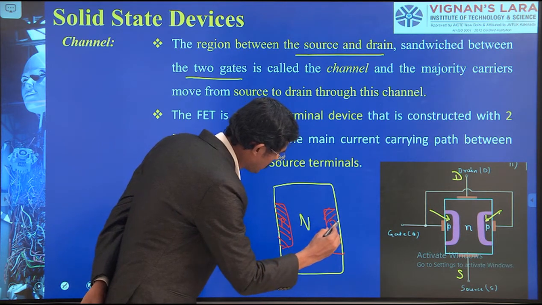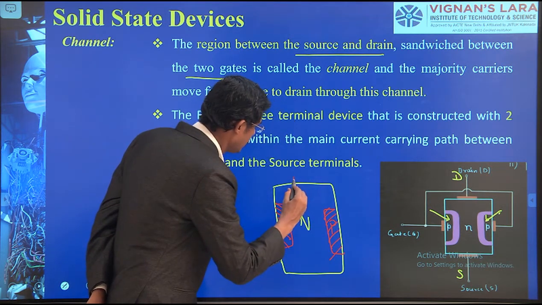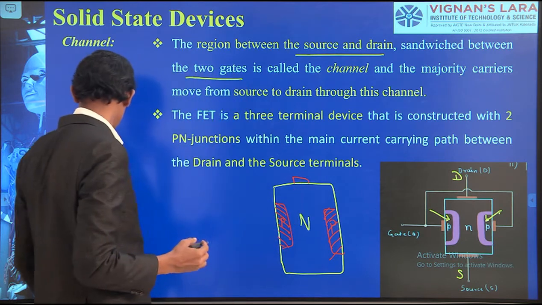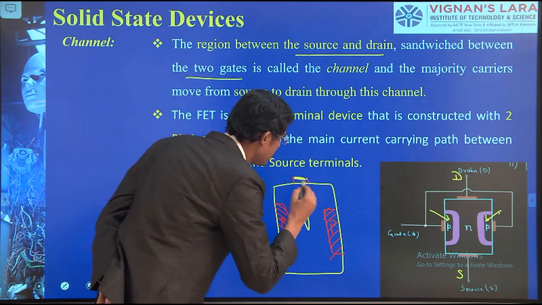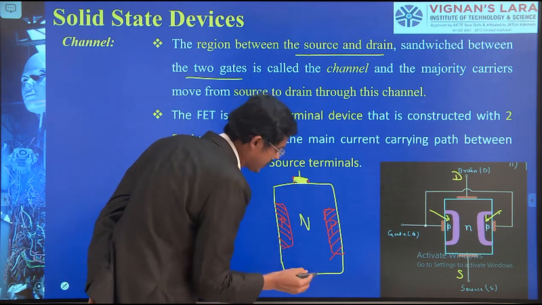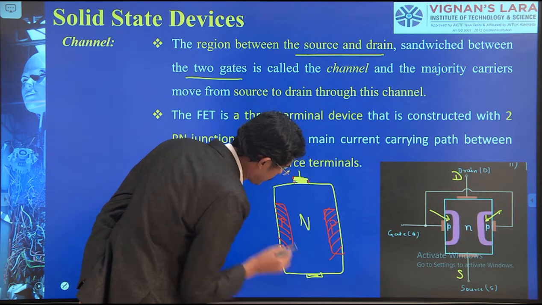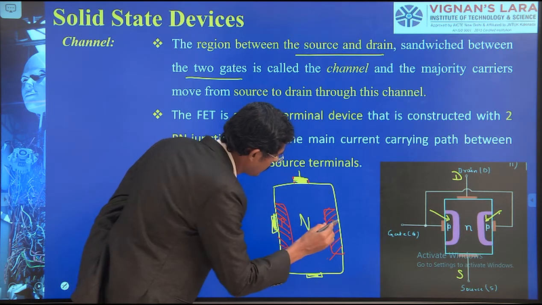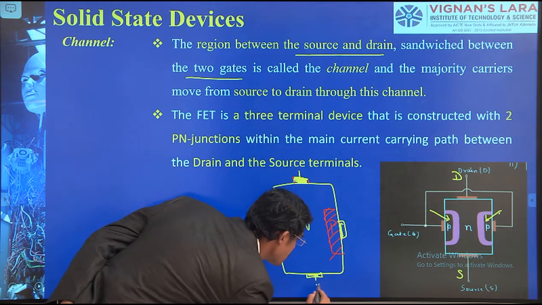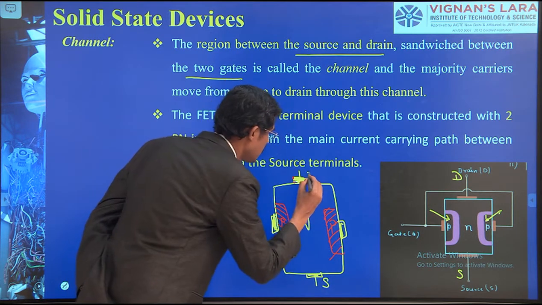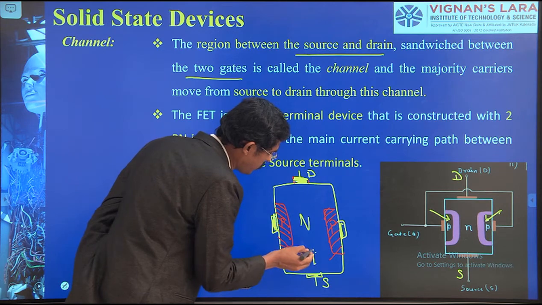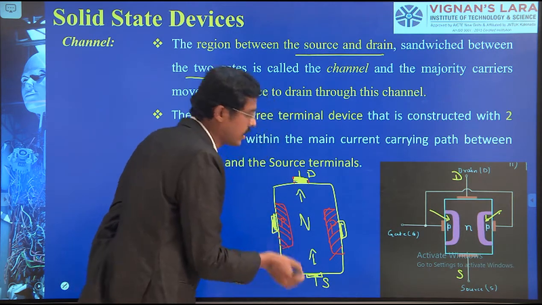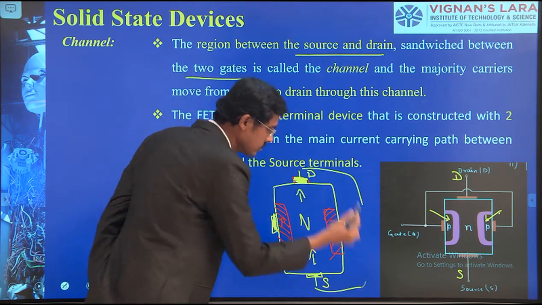So it becomes like this. I am calling this region the connection, this region the connection, here also the connection, here also the connection. I am calling this region the source, and this region the drain. The electron flow should go from here to here when the circuit is connected.